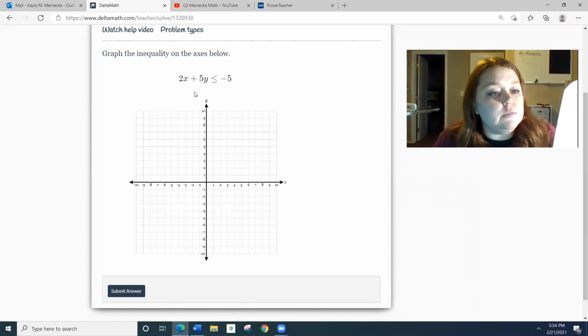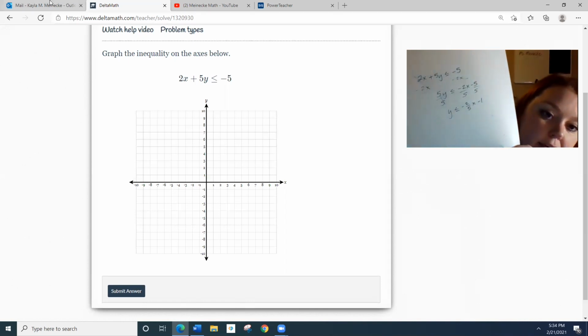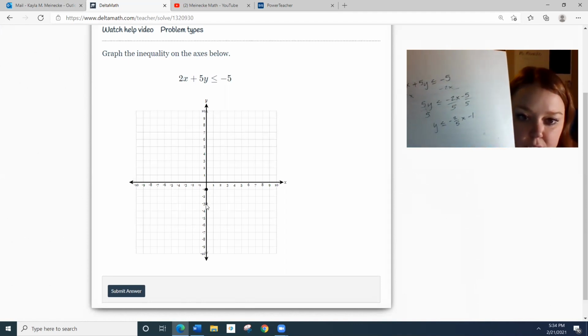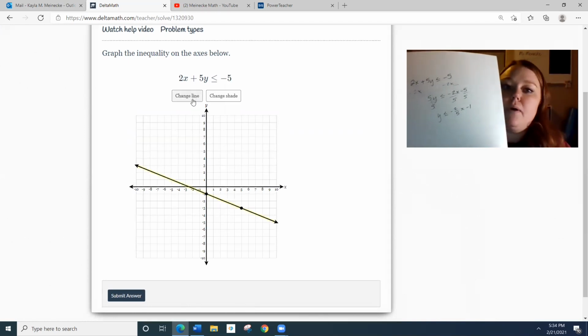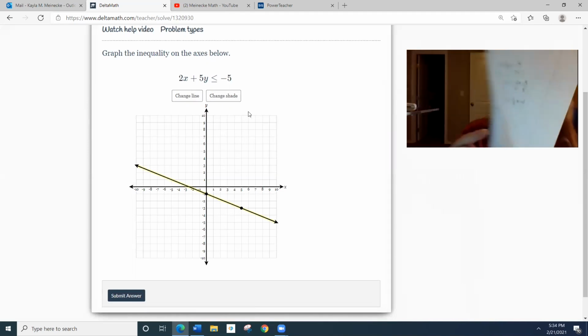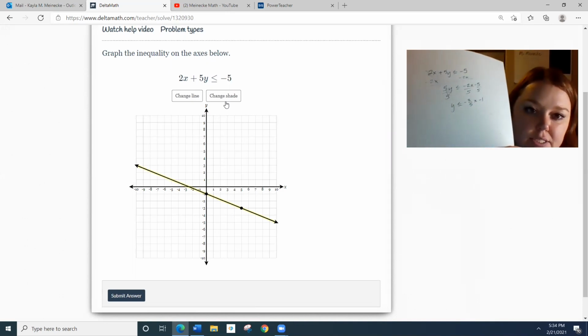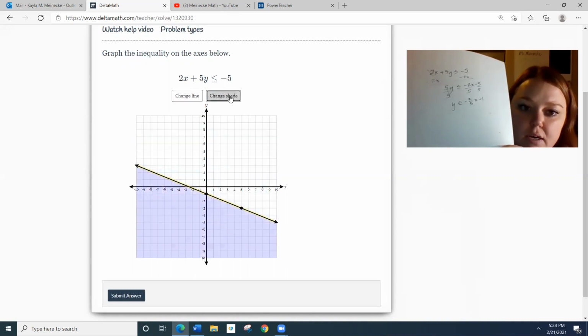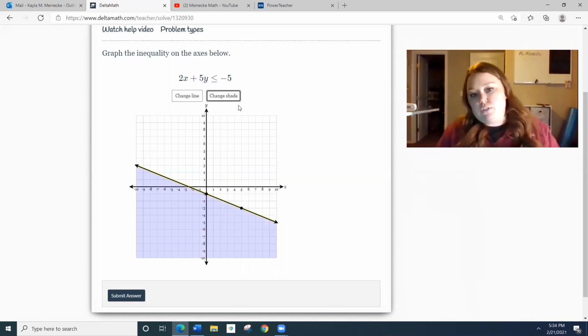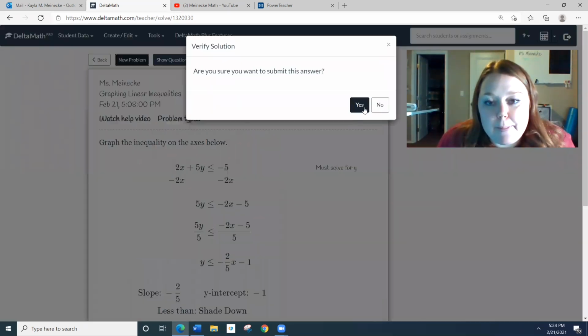Okay, so then to graph this, my intercept is -1. So we go to -1 on the y-axis. The slope is negative 2/5, so that means we're going down and to the right. So down 2, right 5. And then this is where it pops up with the change line and change shade. So you need to look at your symbol here, which is a less than or equal to. Since it has the equal to, you would leave it as solid. And then shade up or down? Well, look at the symbol. It says less than, so that means lower, shade lower. And then I hit submit.